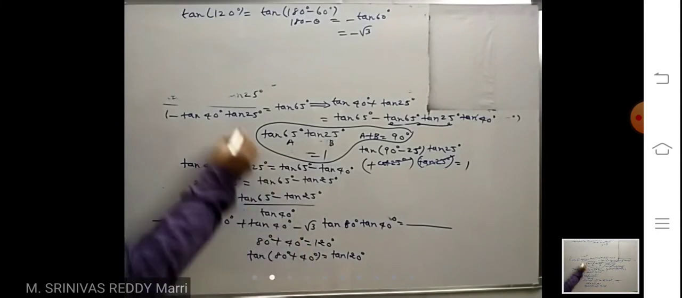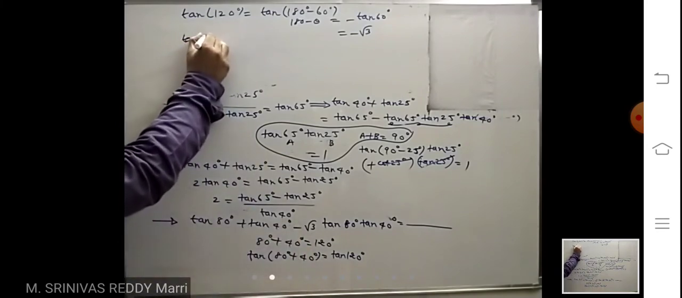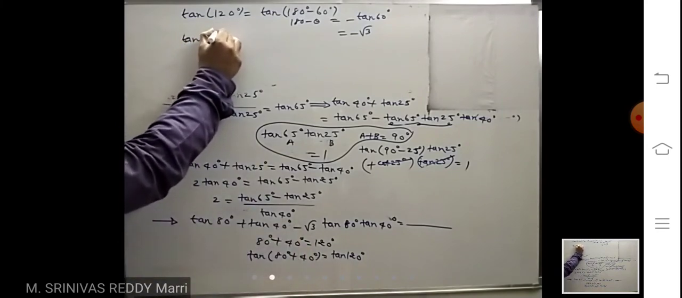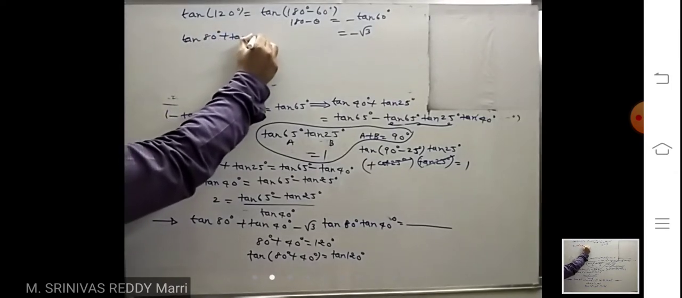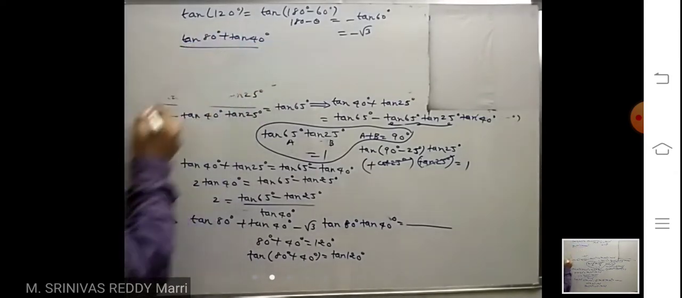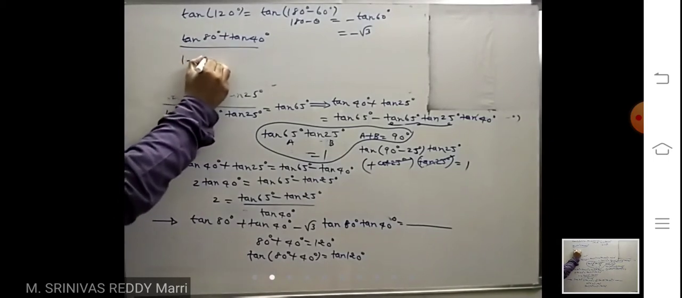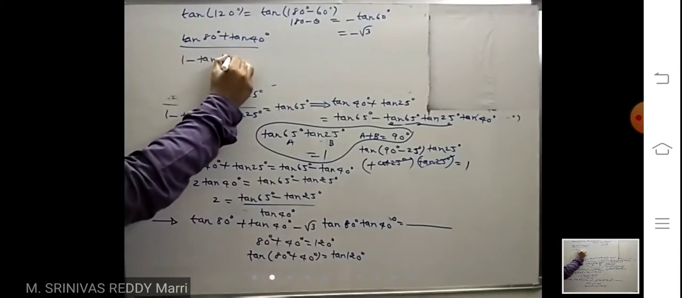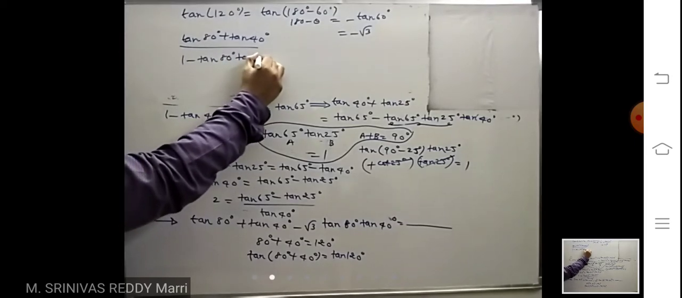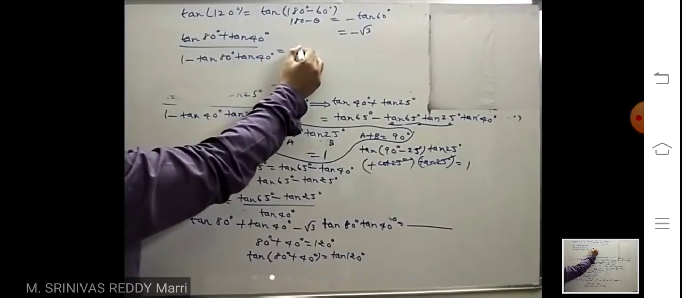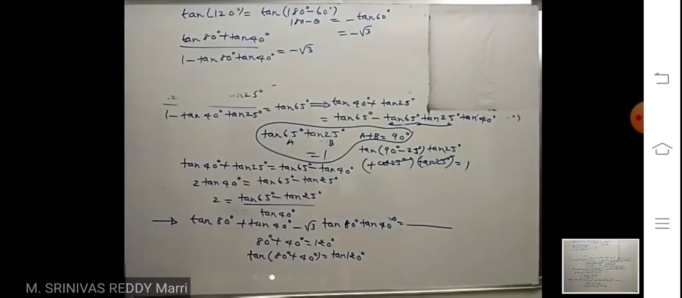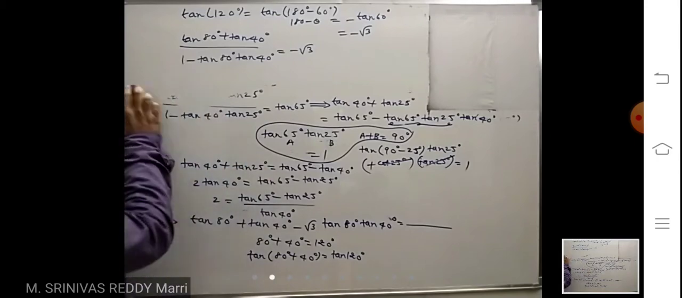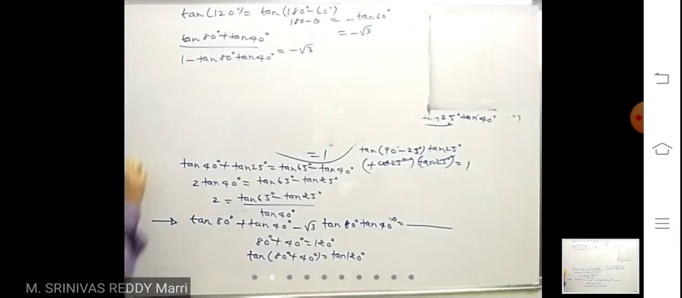Now tan of A plus B you write: tan 80 degree plus tan 40 degree divided by 1 minus tan 80 degree tan 40 degree is nothing but minus root 3. Why I have taken the sum only here: if you take minus here you will get tan 40, and the tan 40 you don't know. Because the sum is here, 120 angle I know. Like that you have to proceed with the approach.